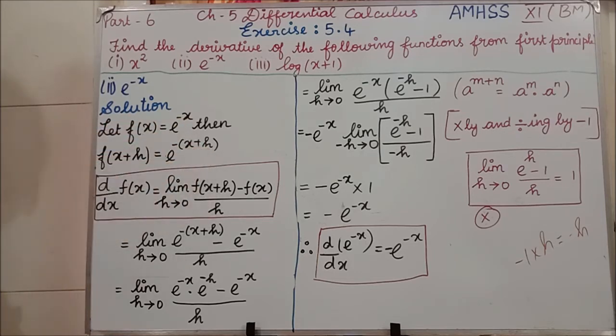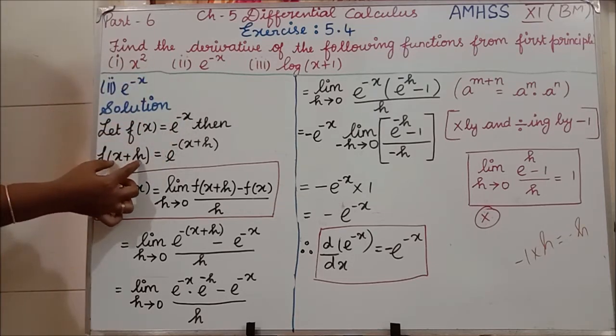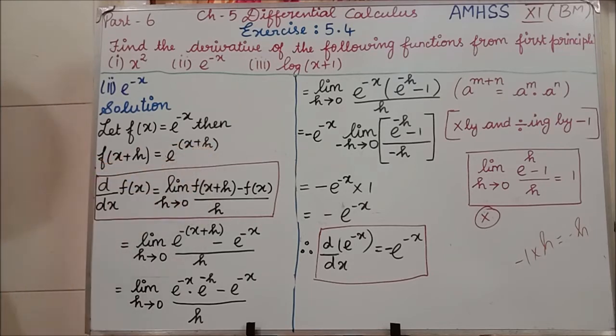So write x plus h. Here in the bracket, x means x. In the bracket, x plus h means in the place of x, we write x plus h. Okay, this minus, commonly we have written outside. Now we will substitute the values in the expression.